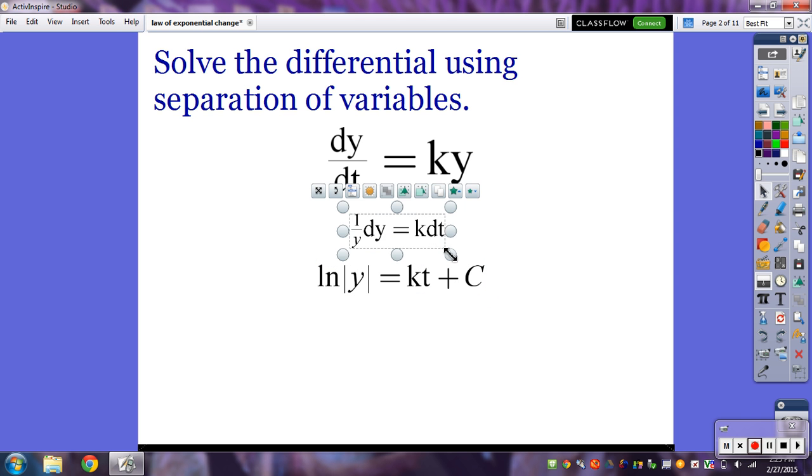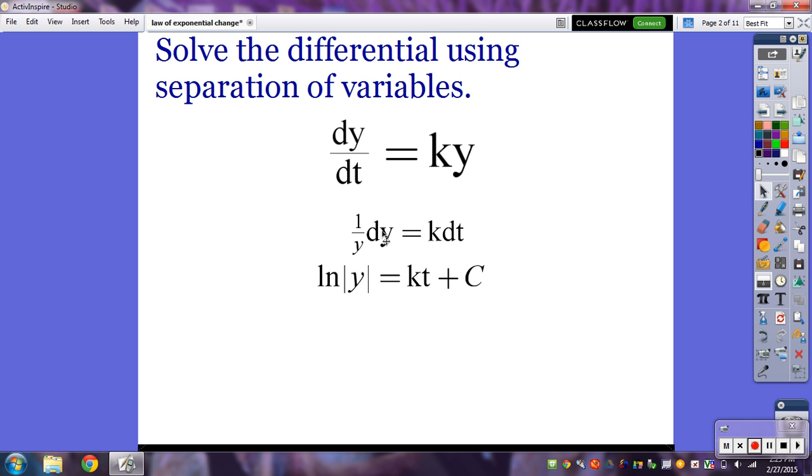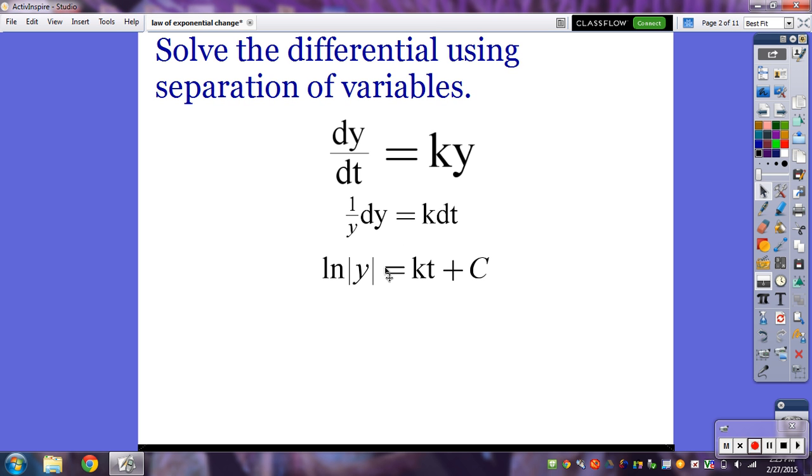From there, when we solve a differential equation, we want to solve it explicitly, which means get y by itself. In order to do that, I would raise both sides as the exponent of e and then simplify. So it would look like this. Your first step would be to raise both sides as exponent of e. On the left side, your e to the natural log would cancel and you'd be left with the absolute value of y.